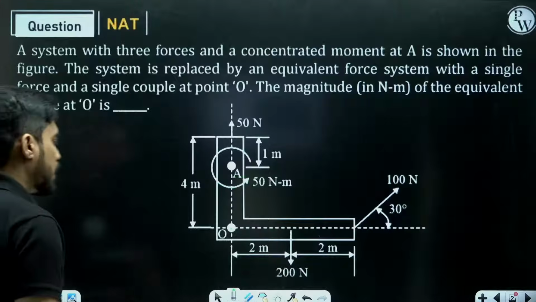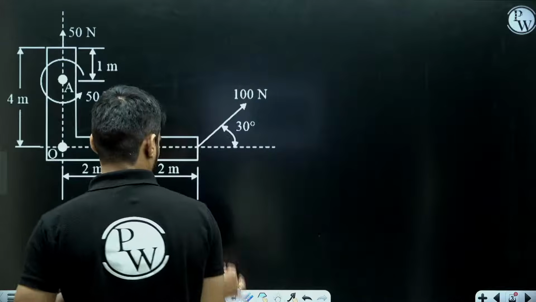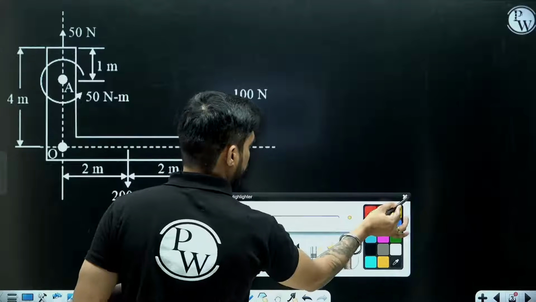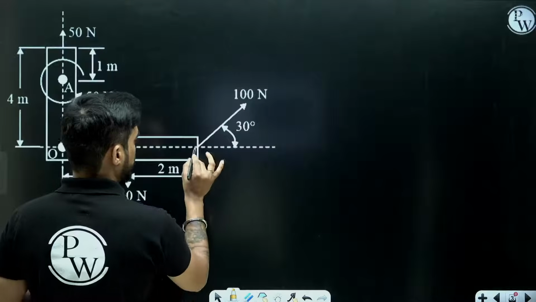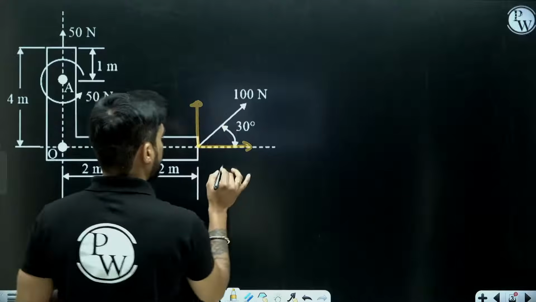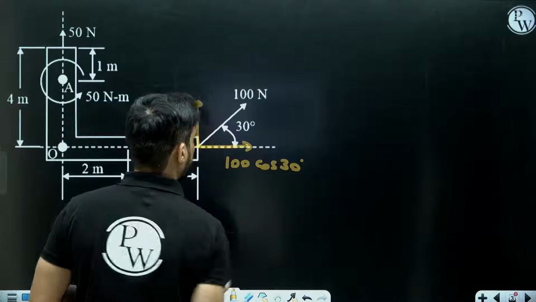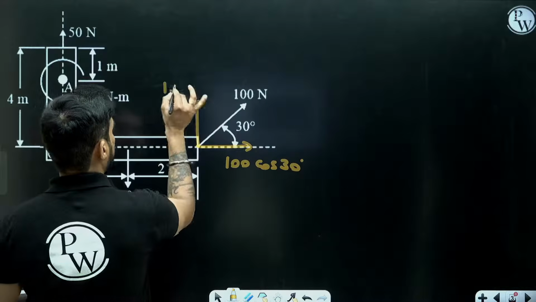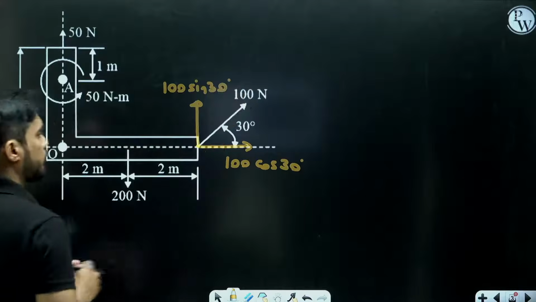Chalo. Now first we will find the components of this 100 Newton. We will resolve this 100 Newton force. So it will have two components. This will be 100 cos 30 and this will be 100 sin 30.